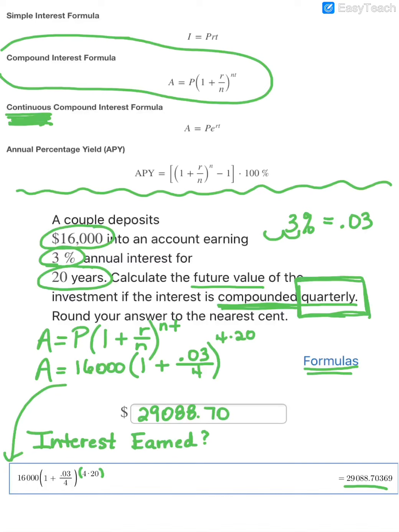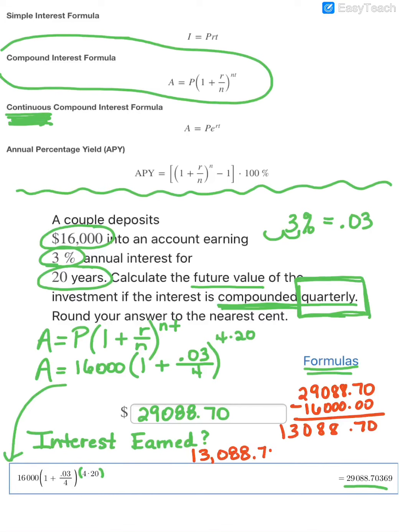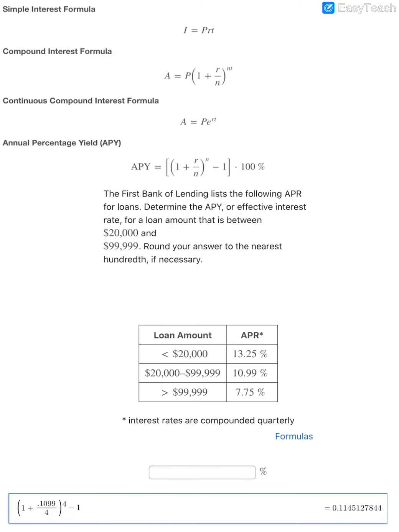Now, that particular question asked you for what the future value was. Some questions may say, how much interest did you earn? If they wanted to know interest, you will take whatever that future value is, which includes your interest, and you would subtract your original investment. That difference would tell you how much interest this particular account has earned. In this case, if they asked me for interest, I would say it's earned $13,088.70.